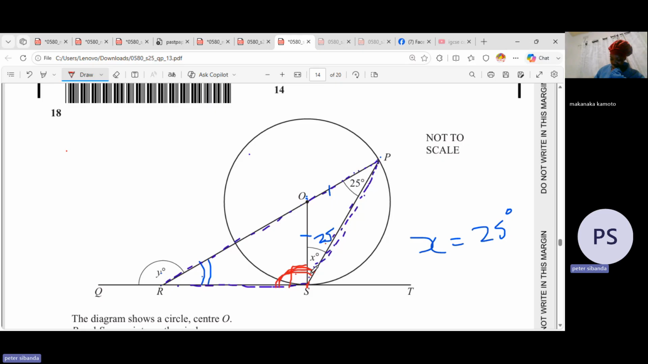And what is 90 plus 25? Is it 115? Yes, 115. So since this is 25, this is 115. So what is this one? That would be 40. That's correct, because 115 plus 25 gives 140, and a whole triangle, when you add all, should give 180. So 140 from 180 gives you 40. And that means our y is what? 140. It's 140.